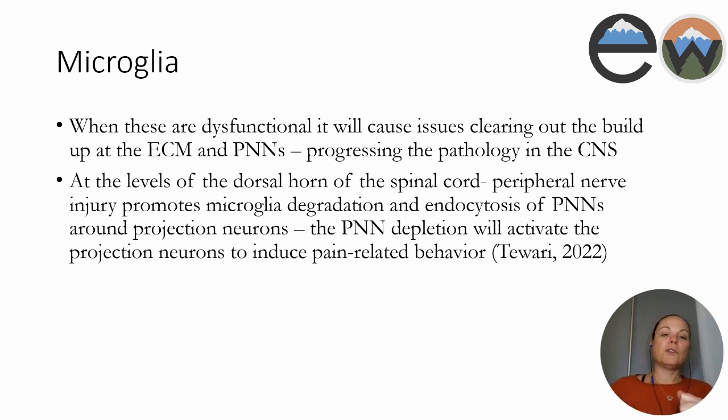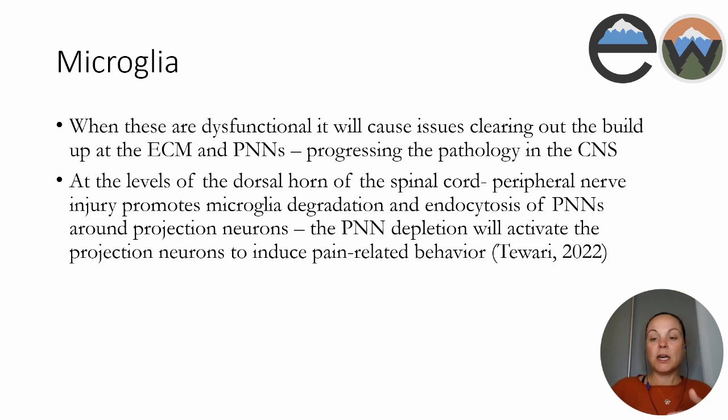So with this research, what they said is when we're looking at the dorsal horn of the spinal cord, so the level of the spinal cord, when there's a peripheral nerve injury, so nerve root, so where it exits the spine, so not central anymore, but a peripheral nerve injury, compression, irritation, whatever might happen there can promote microglia degradation and endocytosis of the perineural networks around those projected neurons.